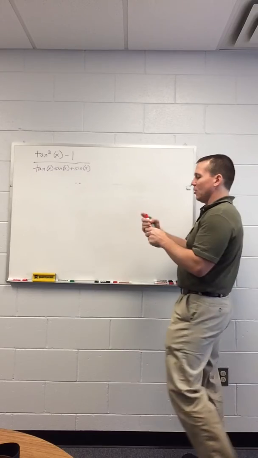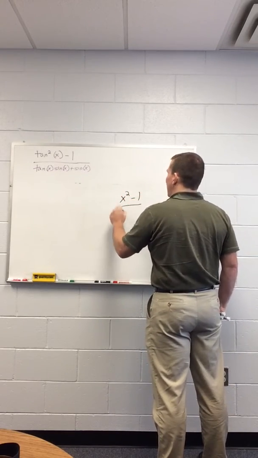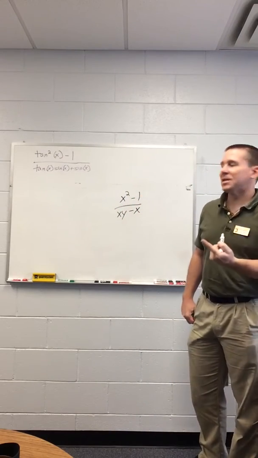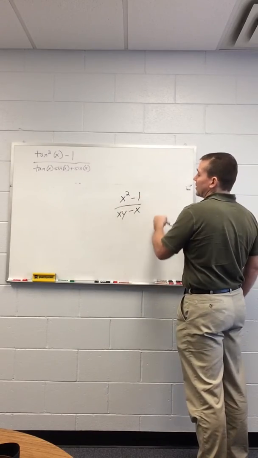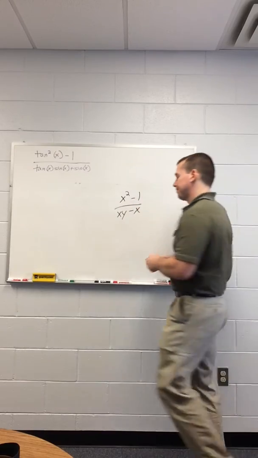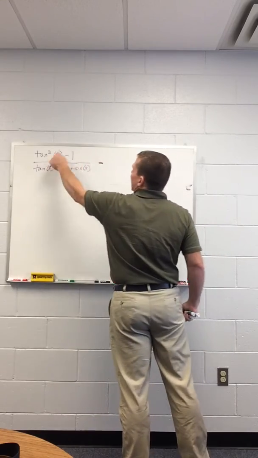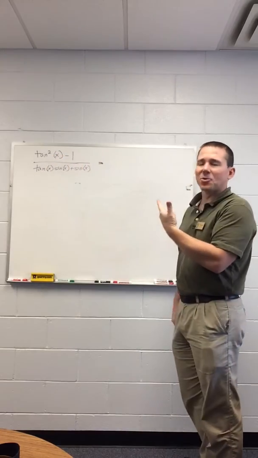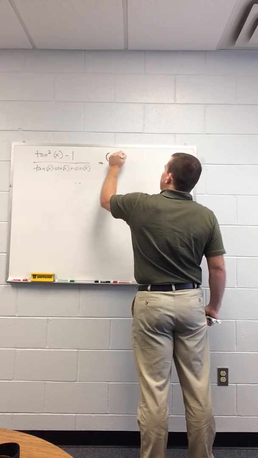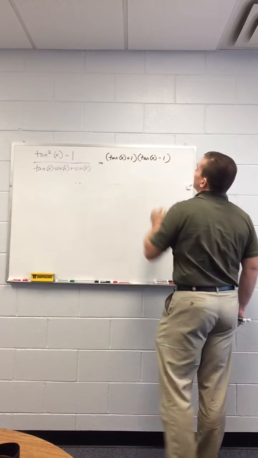And what I mean is, if you go back to 171, if I wrote something like x squared minus 1 over xy minus x, or something like that, you would all immediately do the same thing. You'd say, oh, that's a difference of squares, I can factor it, there's a common factor there, factor it out. Do the same thing here. My numerator is tan squared x minus 1. That's a difference of squares, just like x squared minus 1. So it factors as tan x plus 1 times tan x minus 1.